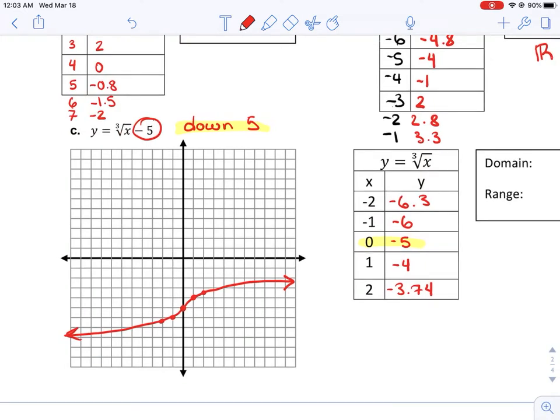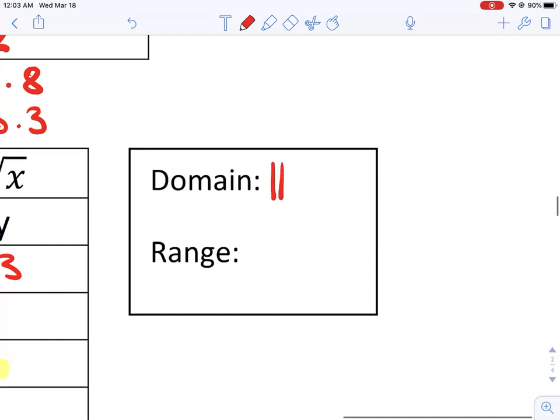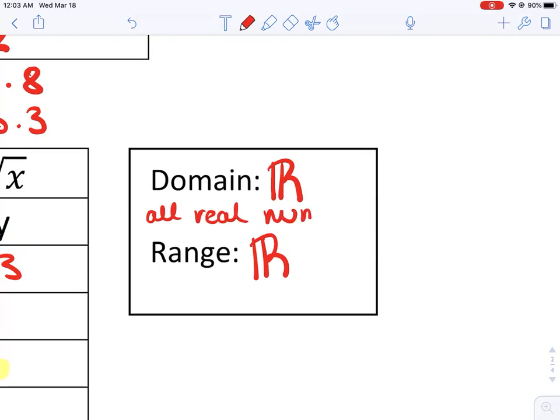This was not stretched out, so this is really a shallow kind of looking S. Like that. Okay? And then our domain and range, if you want to use that shortcut, you would just write like that. You don't have to. You can still write all real numbers. Whatever you'd prefer. You don't have to write both, but I'm just going to for our notes, just so everybody's on the same page.